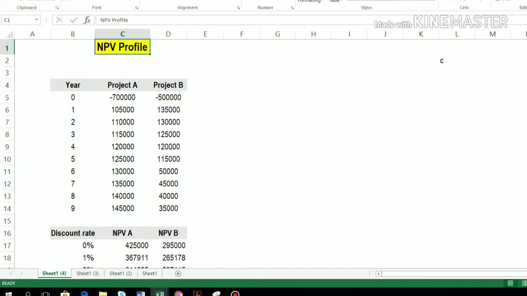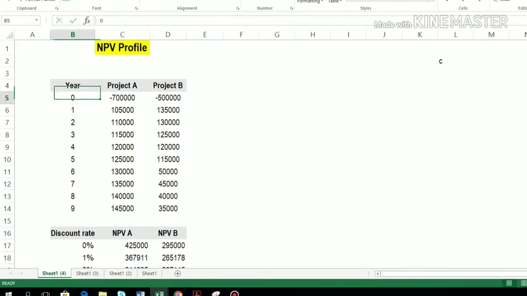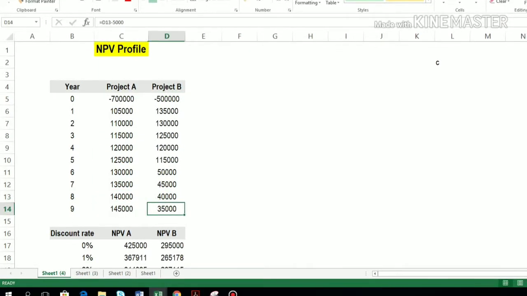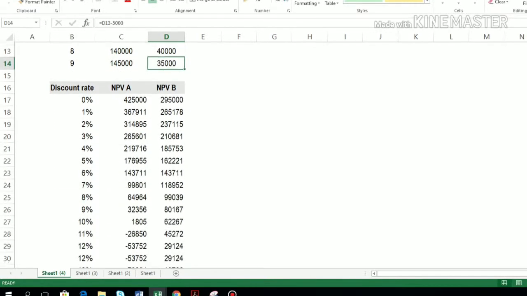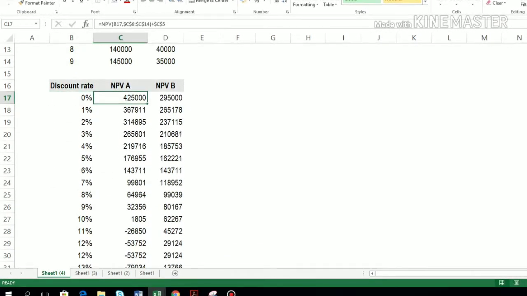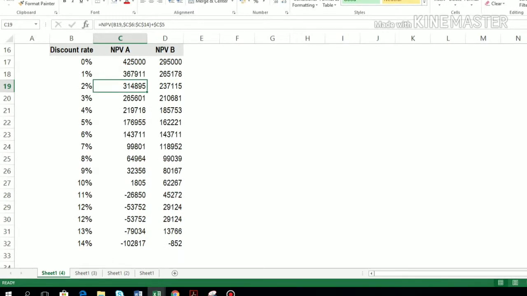So we have taken two projects, A and B, with cash flows. These are the cash flows we have with ourselves. So now what we have done is we have taken multiple discount rates and we have calculated the NPV. So for all the discount rates we have calculated all the NPVs.